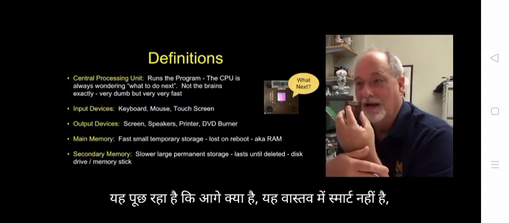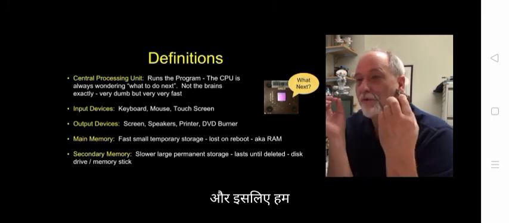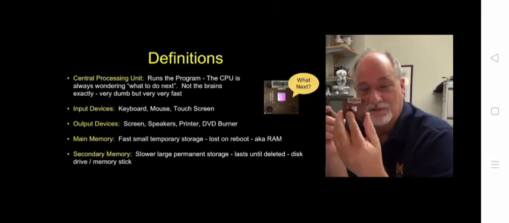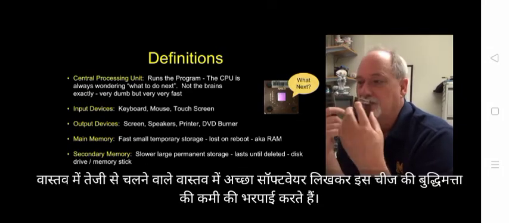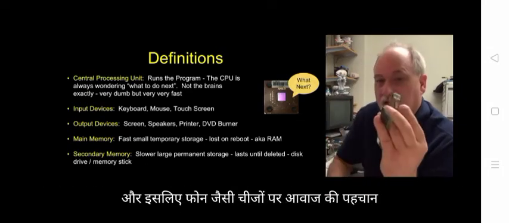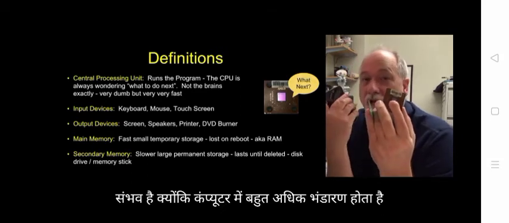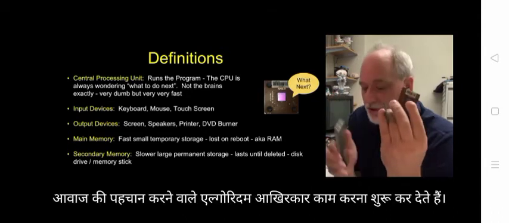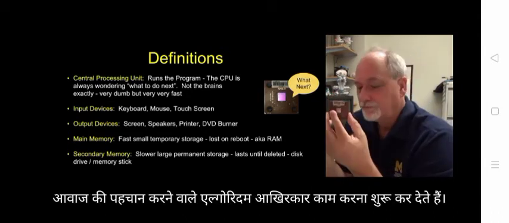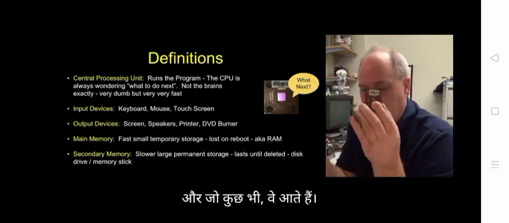And so we compensate for the lack of intelligence of this thing by writing really good software that runs really fast. Voice recognition on phones is possible because computers have so much storage and run so fast, and the algorithms that do voice recognition are finally starting to work. Input devices like keyboards and mice and pens come in. Output devices are like the screens that we see.